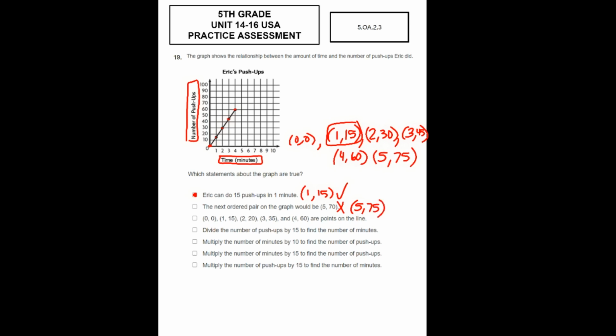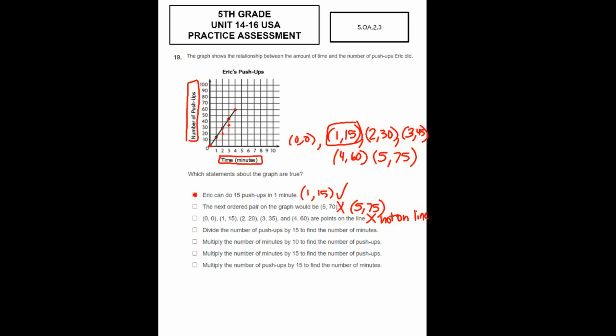All right, let's look here. It says 0, 0, 1, 15, 2, 20, 3, 35, and 4, 60 are all points on the line. Let's see. 2, 20 is right here. Is that on the line? No. 3, 35 is right here. Is that on the line? No. So they are not on the line.